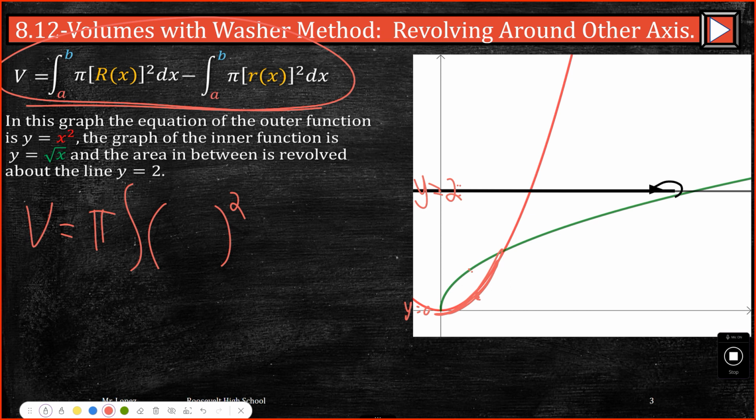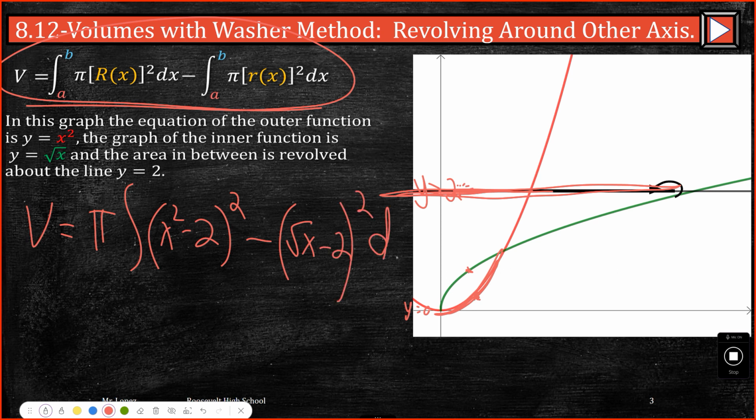The outer function is what? What is this? X squared, minus where it's revolved around. It's the outer minus this. So it's going to be X squared minus what? Minus 2. And then minus the inner function, minus wherever it's being revolved around. So what is this? Square root of x minus where it's revolved around. And it's dy. Hold on, we got a problem.